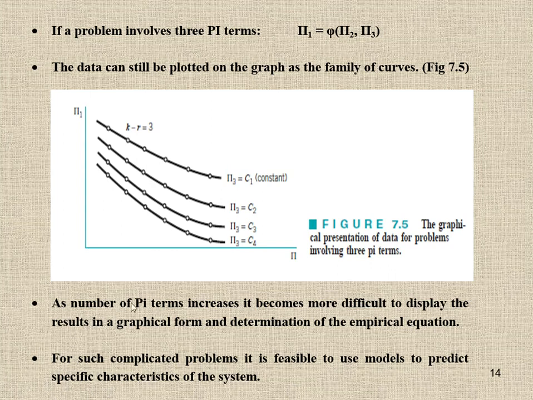As the number of pi terms increases, it becomes more difficult to display the result in graphical form and to determine the empirical equation. Understood? As the number of variables increases, it is very difficult to make a relationship between those variables using experimental data. So for such complicated problems, it is feasible to use models to predict specific characteristics of the system. This is another technique, models and similitudes, to solve such problems where we have more than 3 or 4 dimensionless numbers.